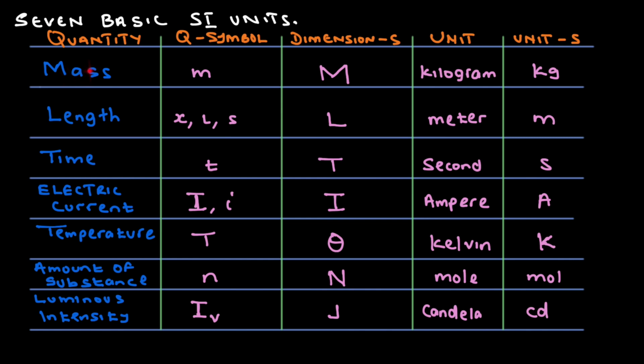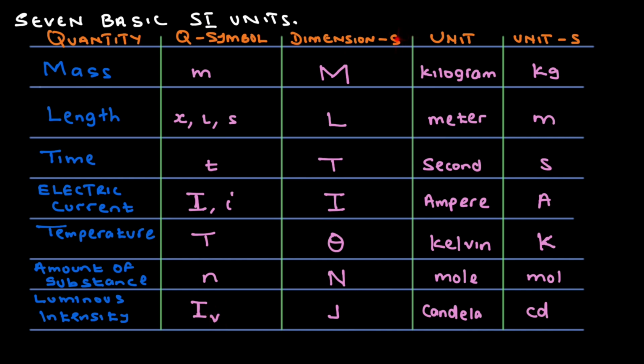The first one is mass, length, time, electric current, temperature, amount of substance, luminous intensity, that's intensity of light. The quantity symbol is m for mass, length is x or l or s, time is t, current is I or lowercase i, temperature is capital T, and amount of substance is lowercase n. Luminous intensity is capital I subscript v.